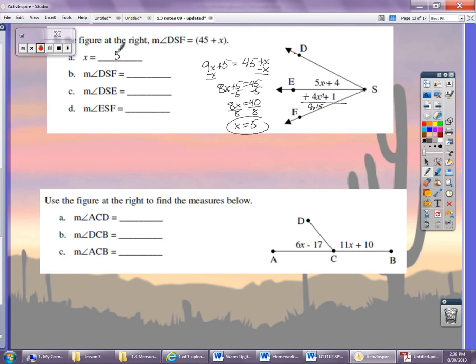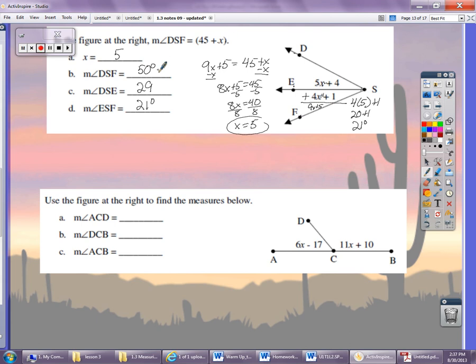So once we know that x is equal to 5, we can figure out how big all of these are. So we can say that for angle DSE, we plug in 5. So we have 5 times 5, 25, plus 4. DSE is 29 degrees. For ESF, we have 4 times 5 plus 1, so it's 20 plus 1, so it's 21 degrees. And we know that 29 plus 21 is 50 degrees, and we can check to make sure we're right, so 45 plus 5 is 50 degrees.